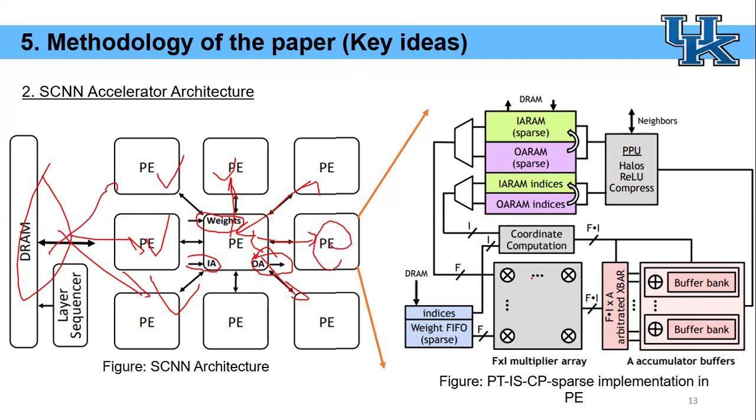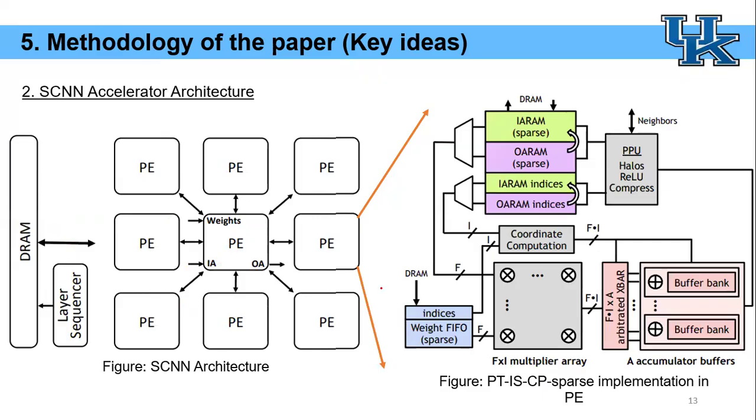So inside a PE, we have something like this, right? What this architecture is: this is the weight, this is the input activations, and this is the output activations. But since they are sparse, we have some kind of encoding with that. So we have the data as well as the index. The index will be stored here, and we'll talk about the index later on.